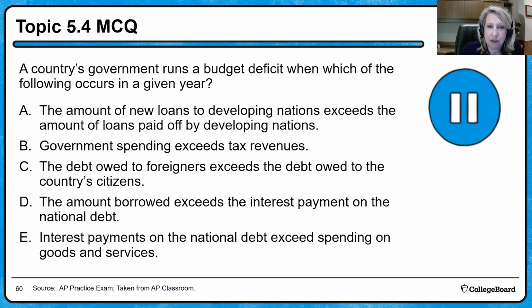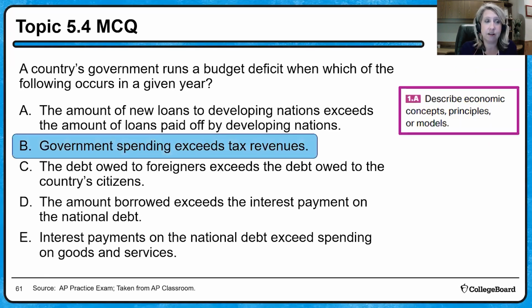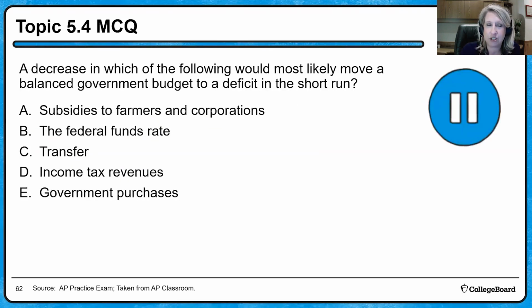Okay, so what has to happen for the government to run a budget deficit? Well, it means that spending has to be greater than receipts. So government spending has to exceed tax revenue. There's our answer right there. You see, this is a basic definitional question. Here's another one. Go ahead and pause your video.